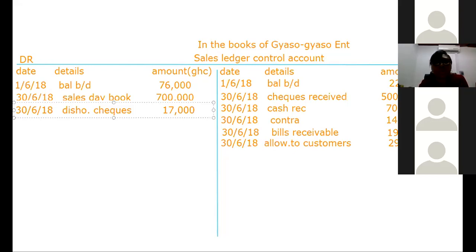Okay, so next one quickly. Discount allowed. Where will it be? Credit side of the sales ledger. Credit or debit? Credit. Discount allowed. How much? 9,000. Okay. Bad debts written off. So what would the bad debts written off be?